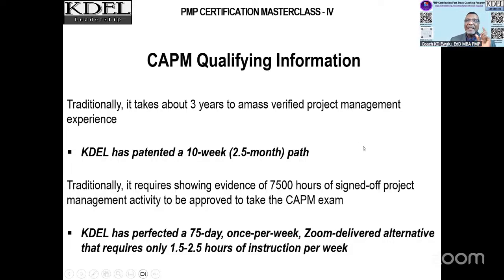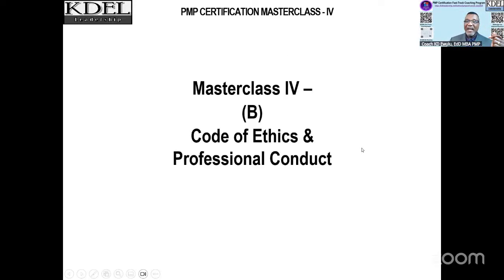We're going to be looking at the PMI Code of Ethics and Professional Conduct. And bear in mind that even when you pass the exam, if you do not pass the Code of Ethics exam, you will not be granted a PMP certification, or a CAPM certification for that matter. So this is very important, even though it's a very small aspect. It talks of ethics, right and wrong, but you have to pay attention there and pass that. And we're going to walk you through that when you register for the course.